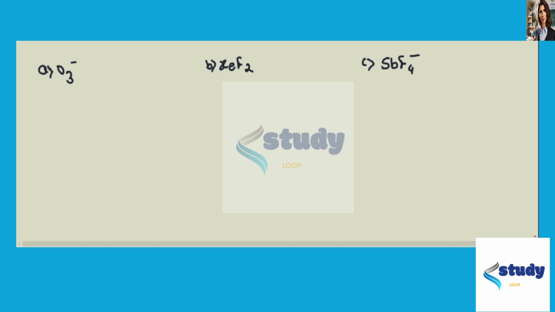Let's draw the Lewis structure for ozone. Start out by looking at oxygen on the periodic table. It's in group 6 or 16 and has 6 valence electrons. But we have 3 of them, so let's multiply that by 3, for a total of 18 valence electrons.